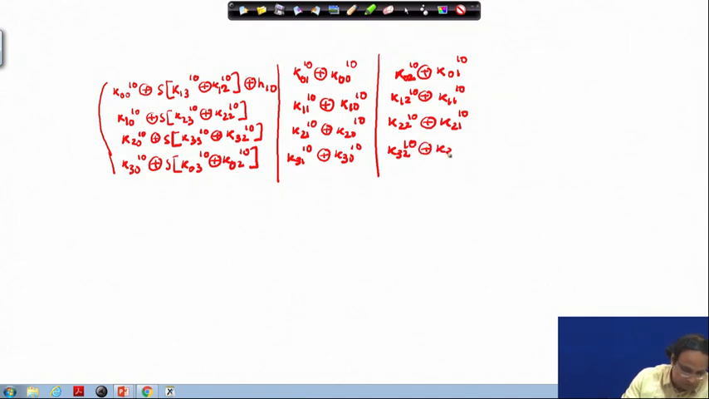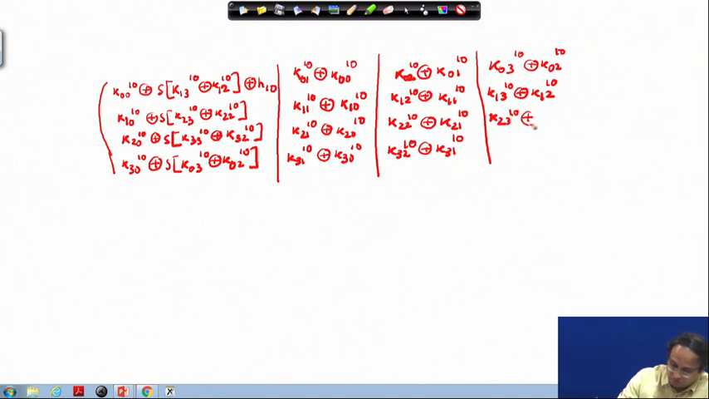And then the final column is in a similar fashion: K0310 XORed with K0210, and then for the second row K1310 XORed with K1210, then K2310 XORed with K2210, and then you have K3310 XORed with K3210. Okay.